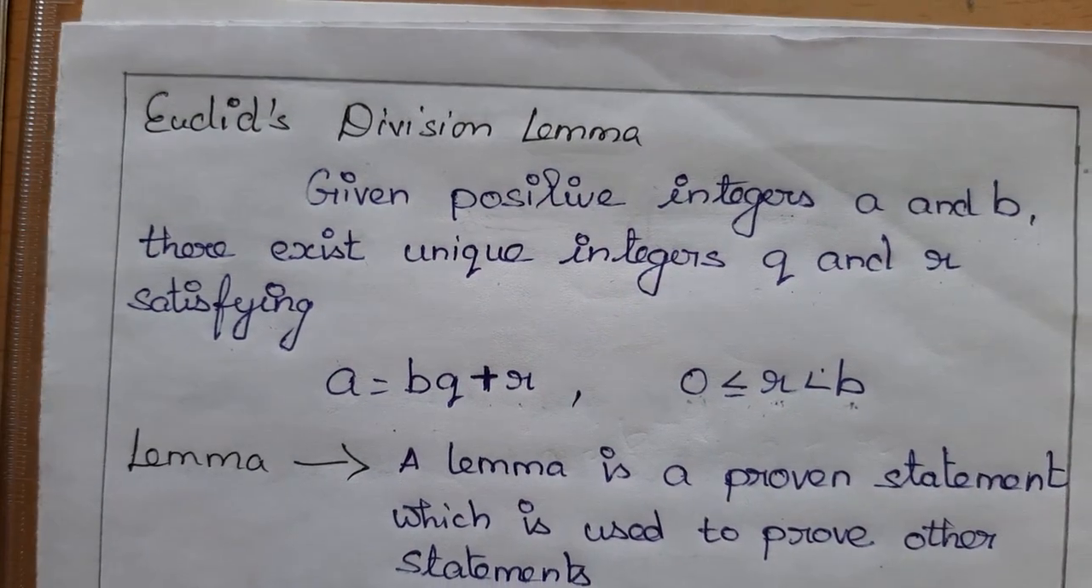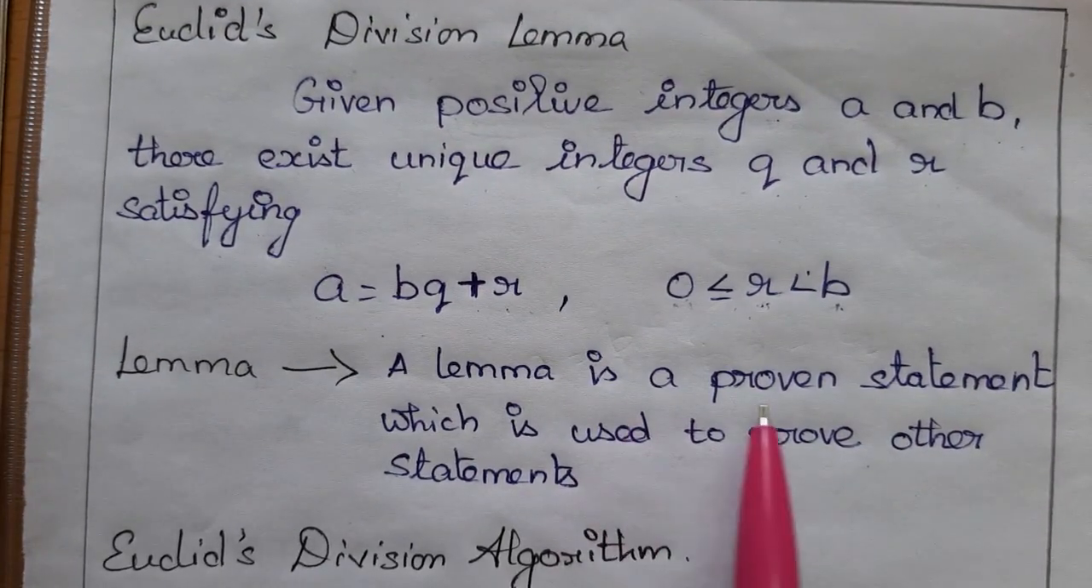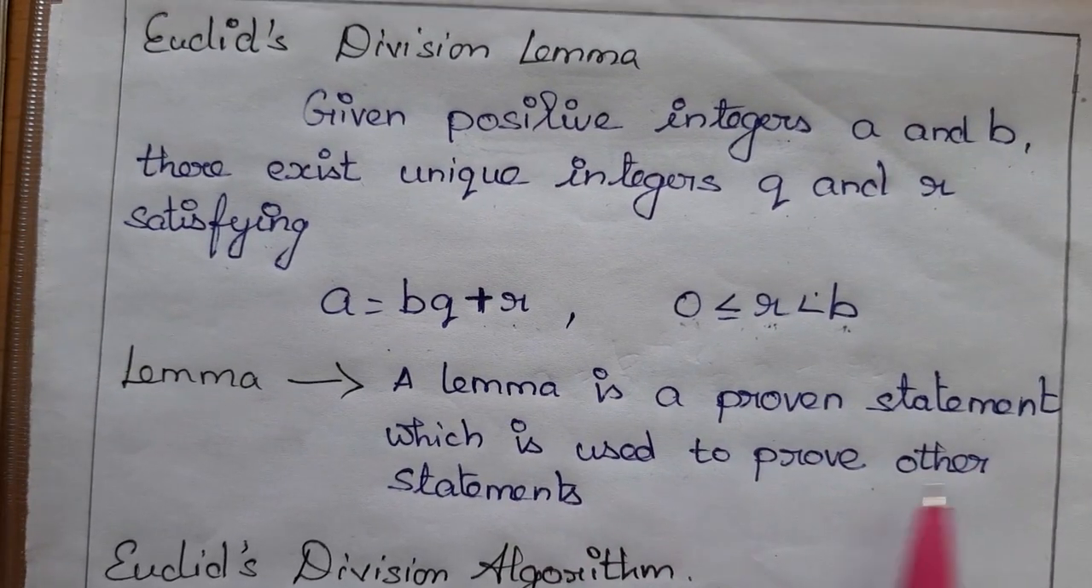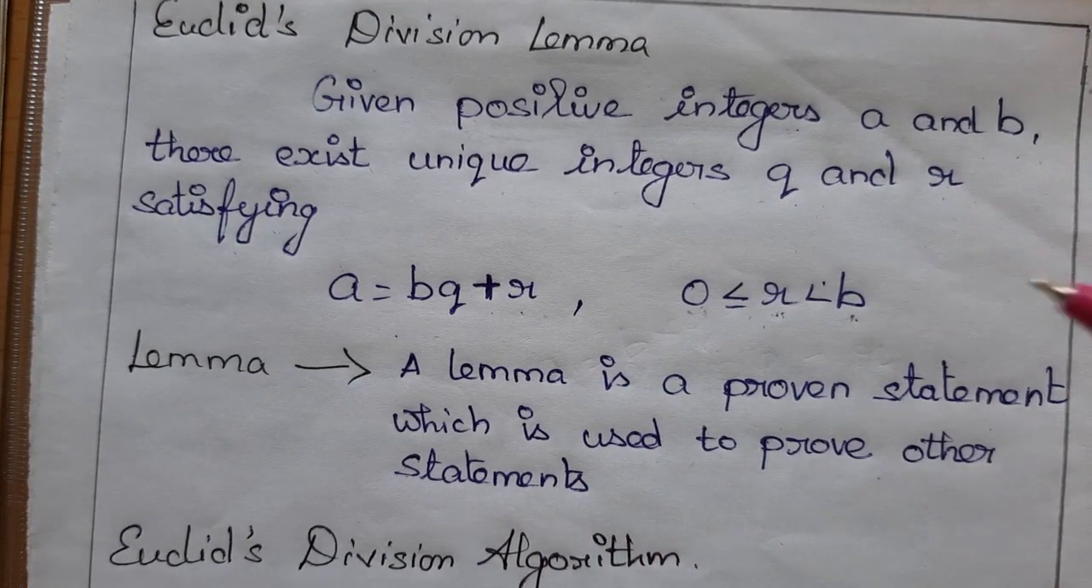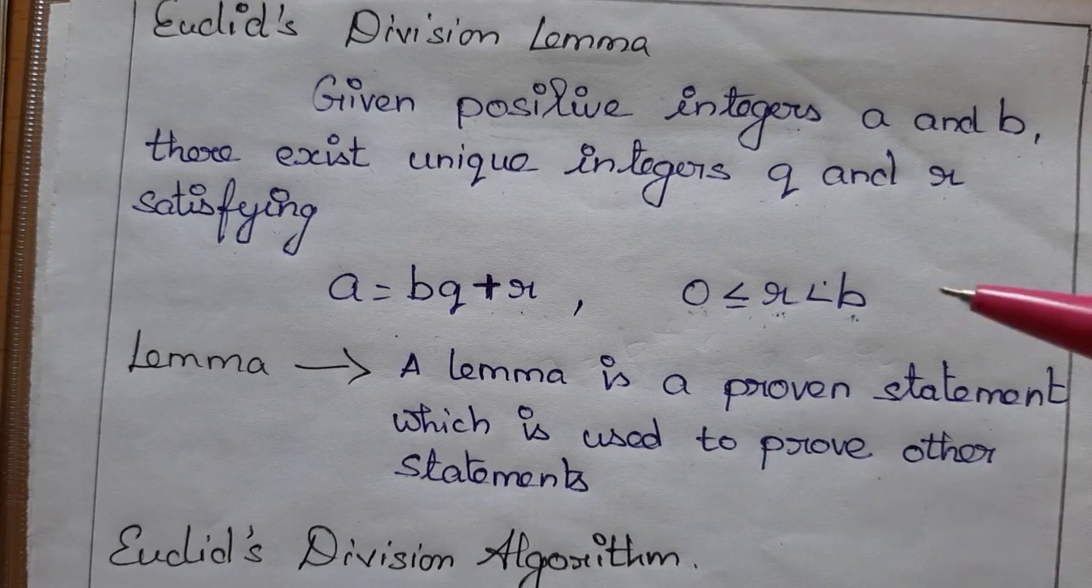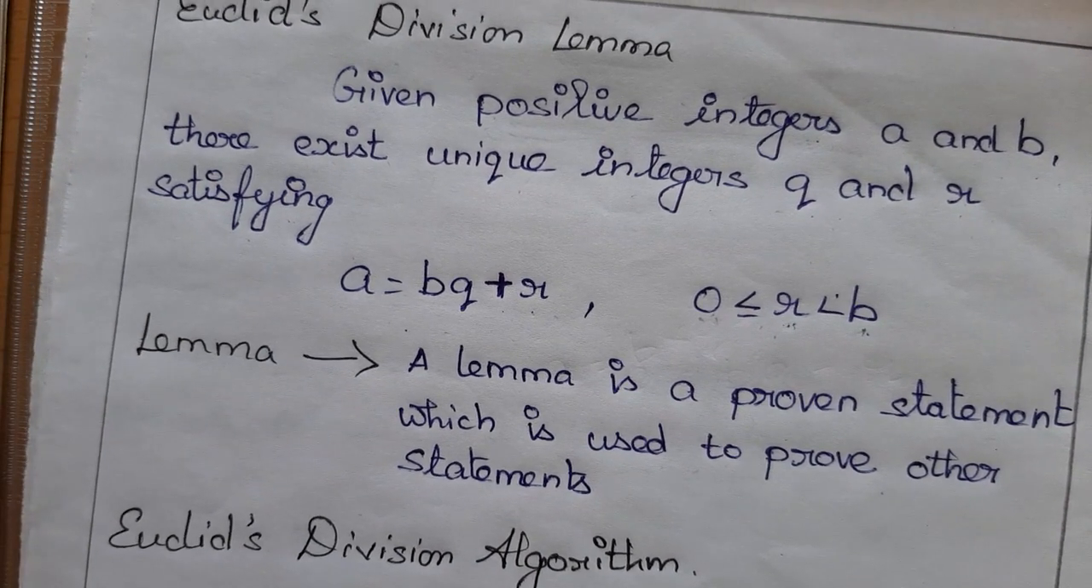Now what is meant by lemma? A lemma is just a proven statement which is used to prove another statement. So it's a statement that is already proved, and we can use this statement to prove other statements, right? Okay, we go to the next content.